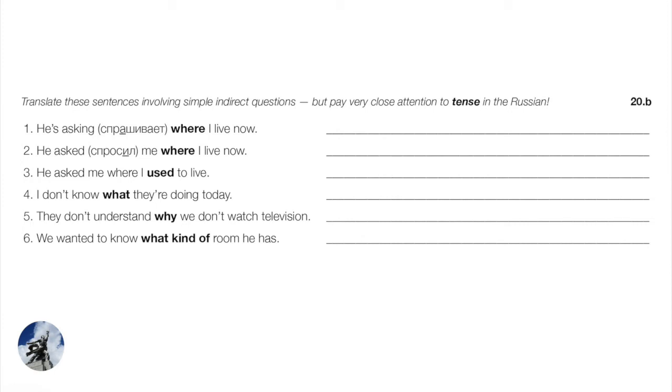Number six, we wanted to know what kind of room he has. Okay, let's get our main clause. We wanted to know. Мы хотели знать, comma. Okay, now be careful to nail the Russian idiom, right? What kind of room he has? Well, we might start thinking, okay, how are we going to translate he has? But we've got to remember the Russian idiom for possession is much different from the English. We want to say, what kind of room is at him? Right? So always keep your guard up for these Russian idioms. Мы хотели знать, какая у него комната. Какая у него комната.